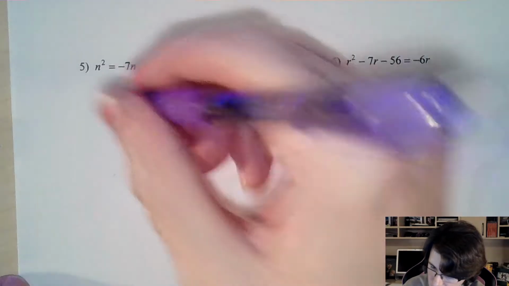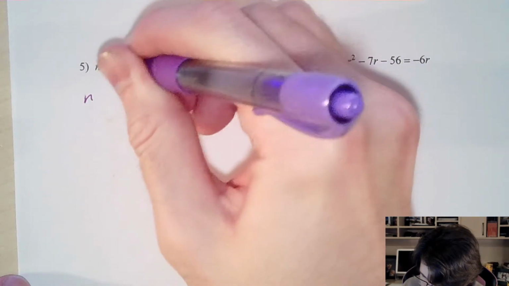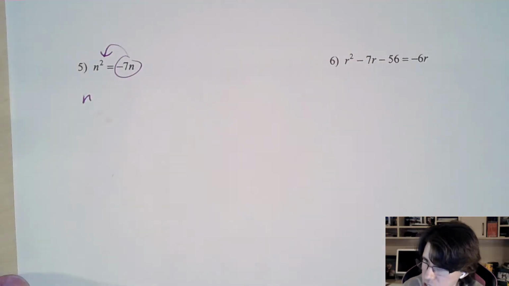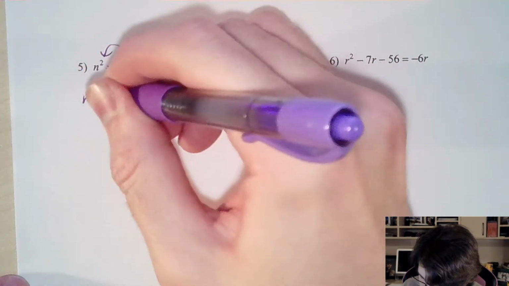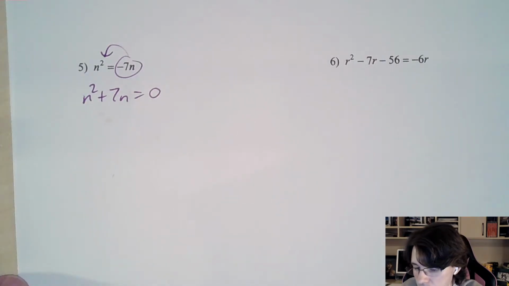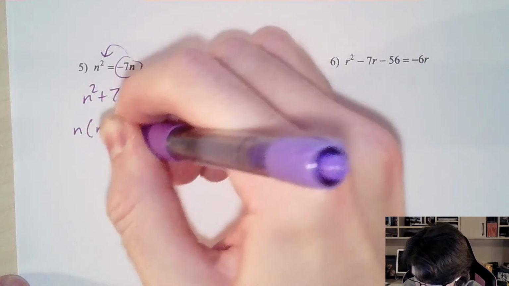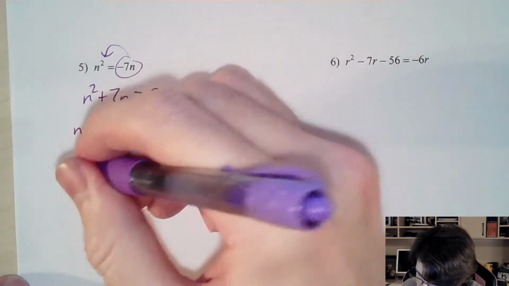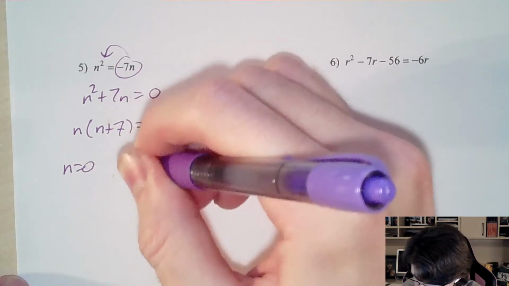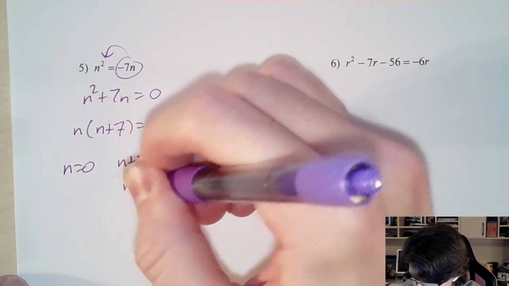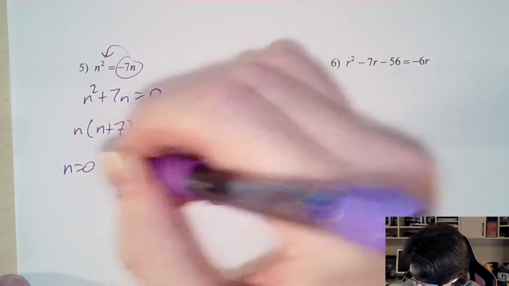Number 5. Same ideas as always. We're going to go ahead and take that negative 7n, move it to the other side of the equation. When you do that, it becomes positive. So n squared plus 7n is equal to 0 now. And this is the monomial factoring, the nice and easy one where you just have n times n plus 7 is equal to 0. And therefore n equals 0 and n plus 7 equals 0. So n equals negative 7, subtracting 7 on both sides there.